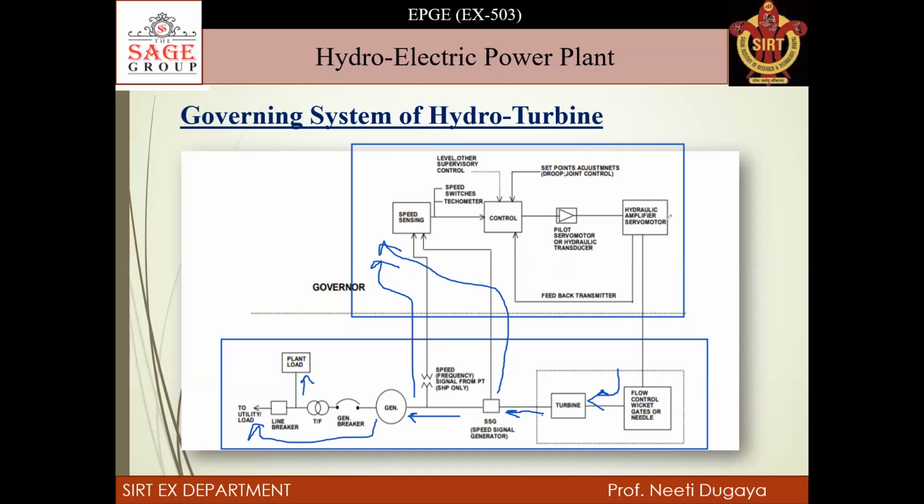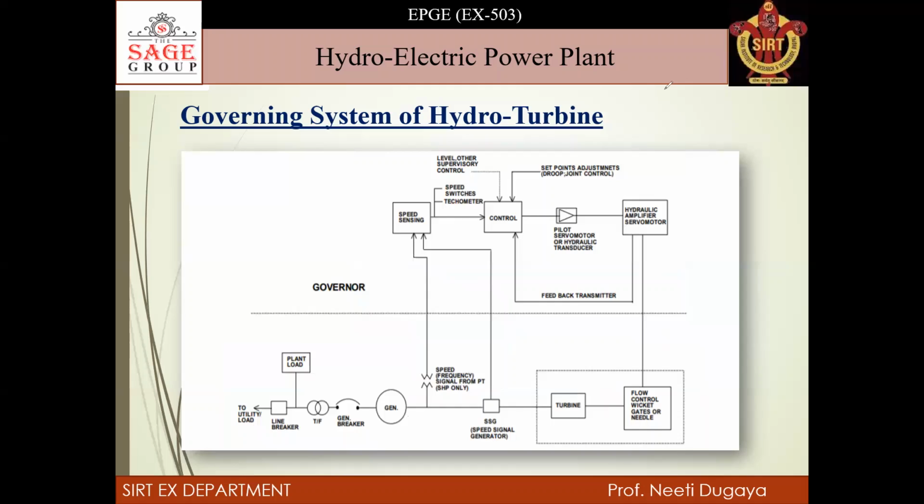And this is the hydraulic amplifier servomotor, which helps the water to flow from here to here. This is the flow control wicket gates for the needle. The flow control gates are here for controlling the speed of the turbine. So this is all about the governing system of the hydro turbine, and mainly the governing system is to control the speed of the turbine.